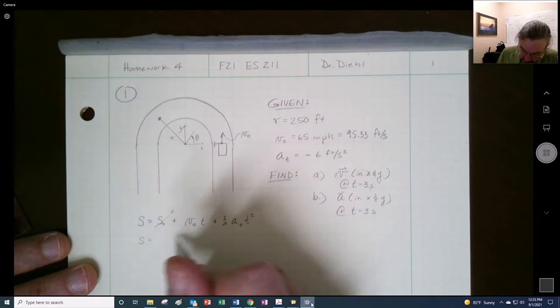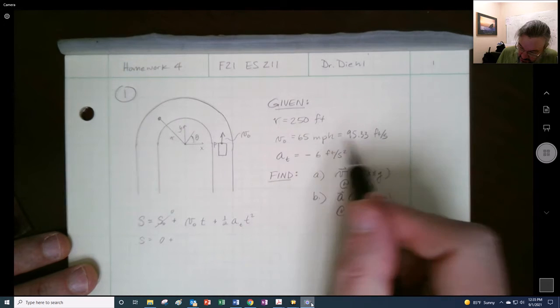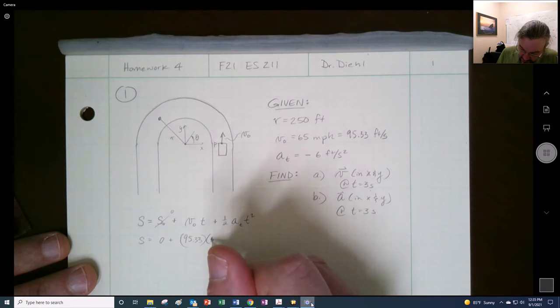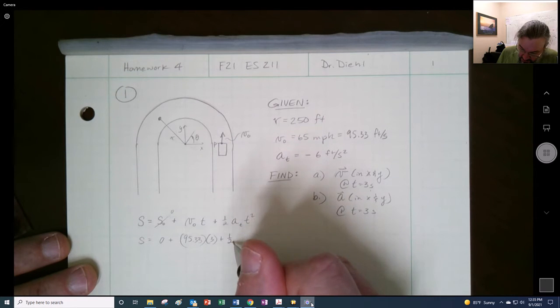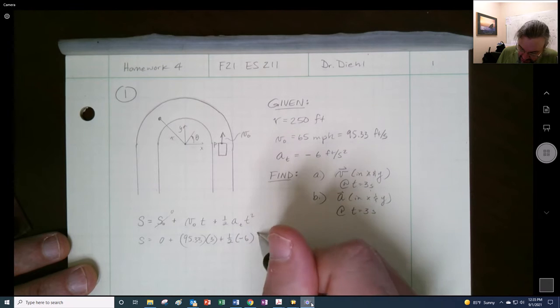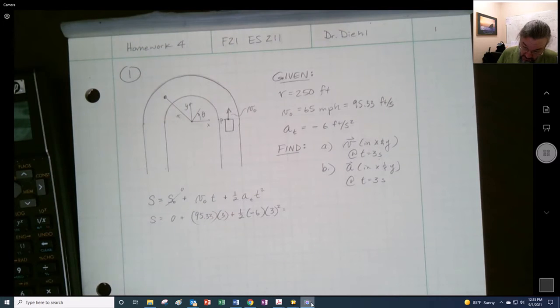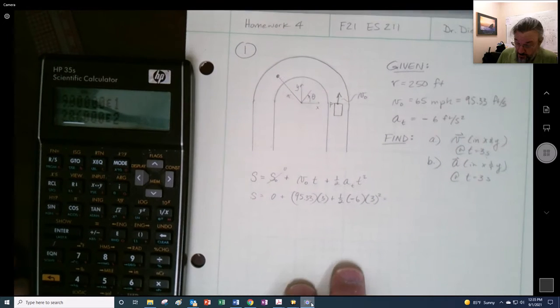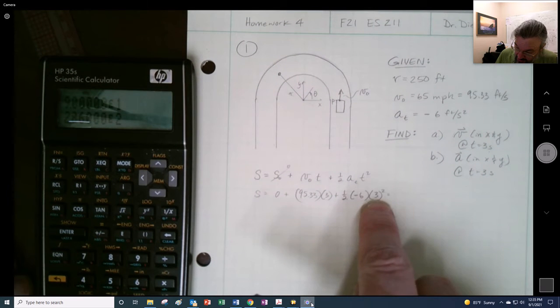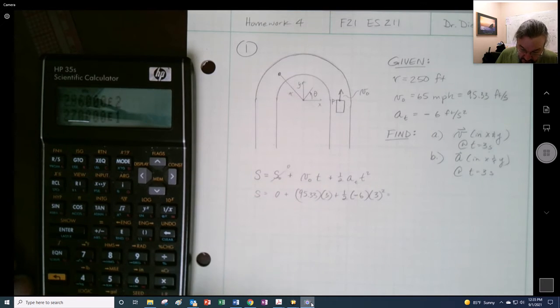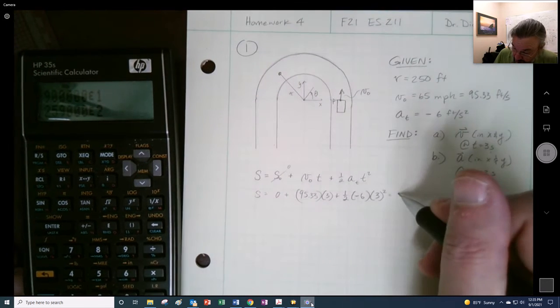So we have 95.33 times 3 seconds plus 1/2 of -6 times 3 squared. Multiply that by 3, and that's going to be 9 times 6, so 54, divided by 2, which is 27, and subtract it out, and I get 259 feet.